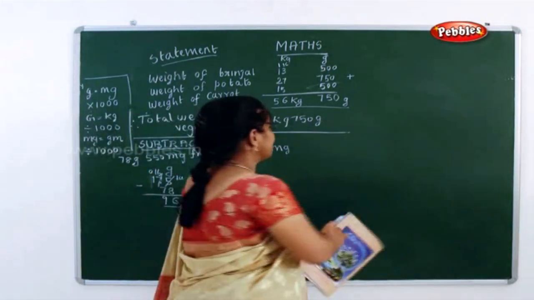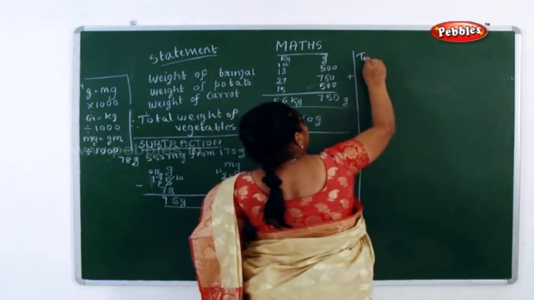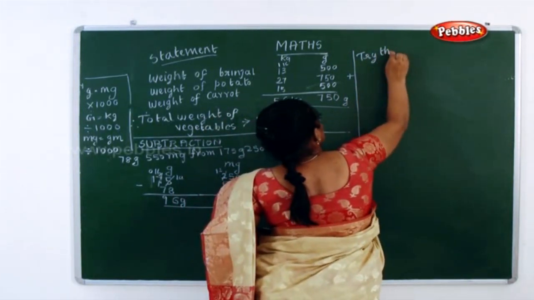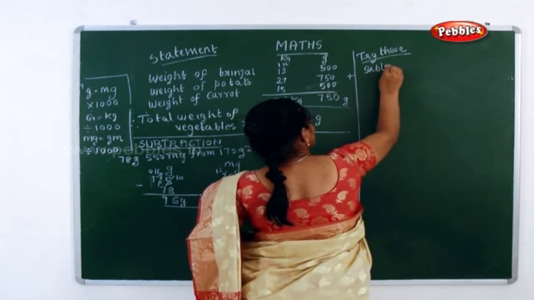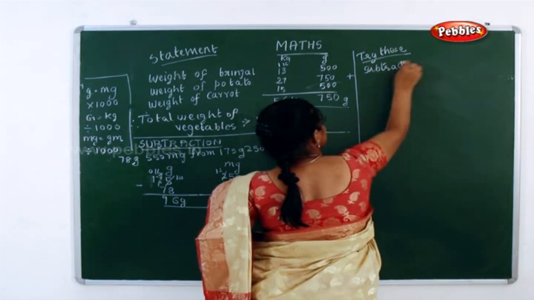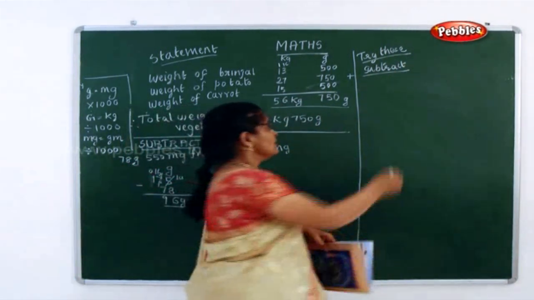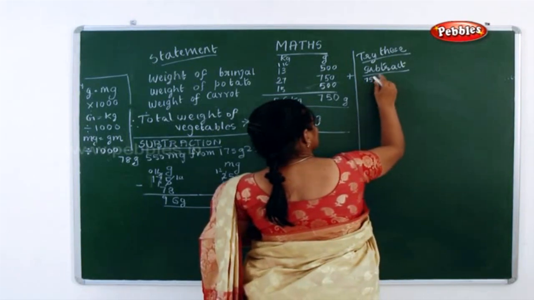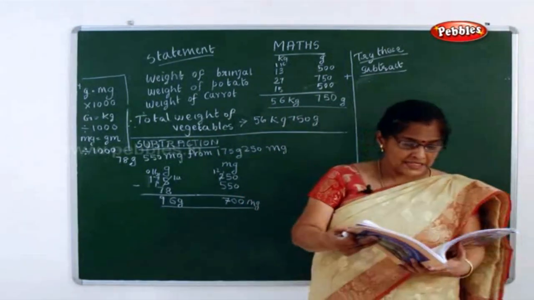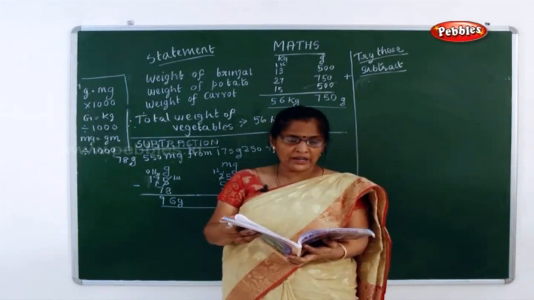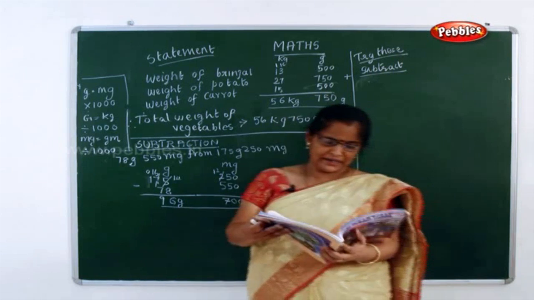Now they have given Try This. Try This means you have to try by yourself. How will you subtract? Try this. They have given subtract. Now the first one they have given 75 kg. Is it okay? I'll just read it out. First one: 75 kg, 500 gram minus 55 kg, 100 gram.